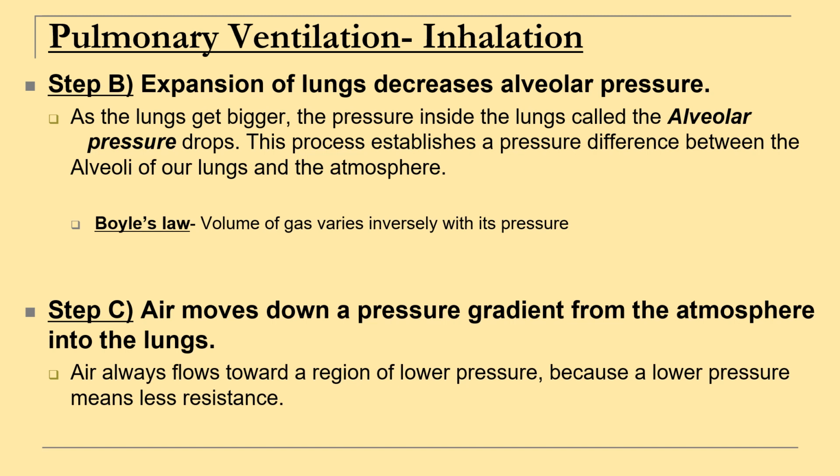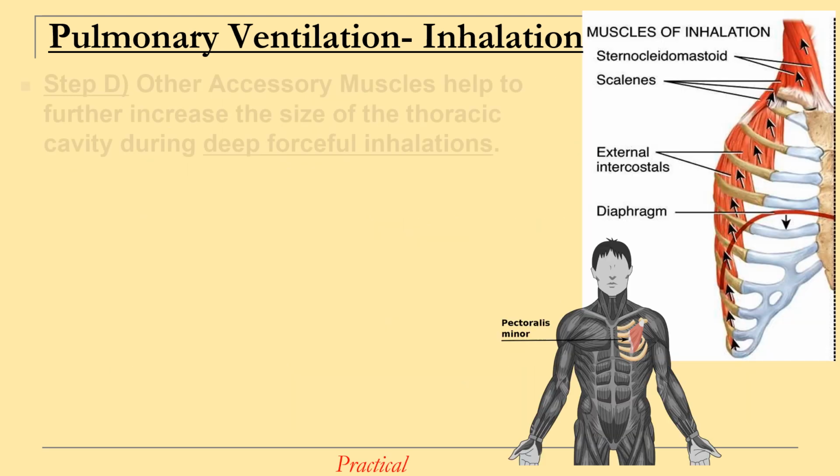This lines right up with Boyle's law. Boyle's law tells us that the volume of gas varies inversely with its pressure. So the higher the pressure, the less volume of gas you're going to be able to move in. The lower the pressure, the higher volume of gas you're going to be able to move in, because it varies inversely. Step C, air moves down a pressure gradient into the lungs, so it just moves towards the region of lower pressure. Less resistance, that makes sense.